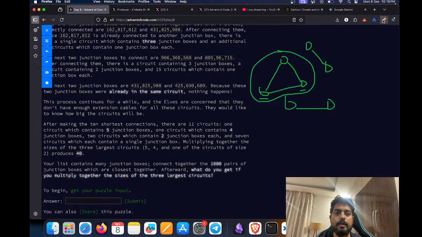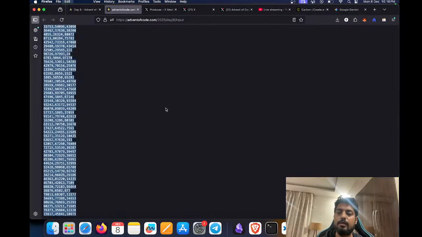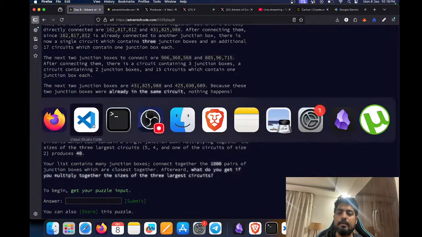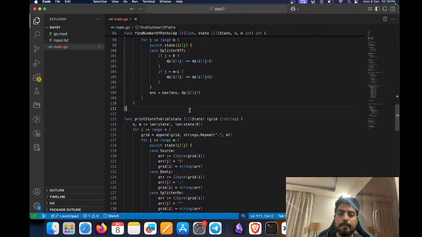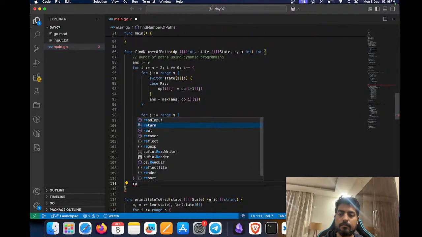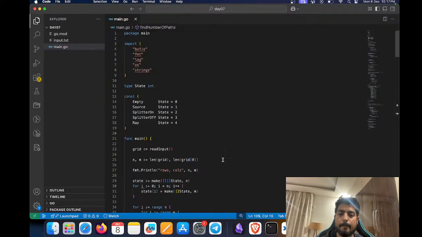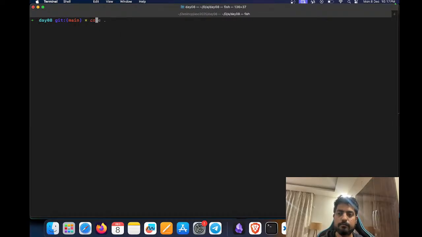So first of all, I need to understand how many inputs there are. Okay, it's a large list. Maybe something that can be solved in n squared, because I need to find the distances between the two boxes. This is day 7, which is okay. CD day 8.